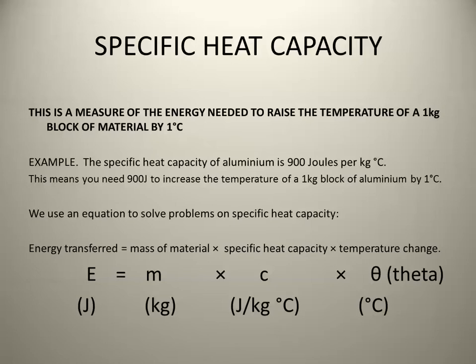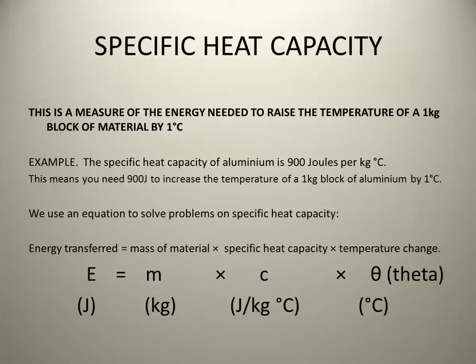Right, moving on now. Specific heat capacity. This is quite a big chunk, and there's usually at least one question on this, and it's an equation question, really. The equation is going to be given to you in the exam on an equation sheet, and it will be in the form of words: energy transferred equals mass times specific heat capacity times temperature change, and in the form of letters: E equals m times c times theta. You need to be familiar with both.